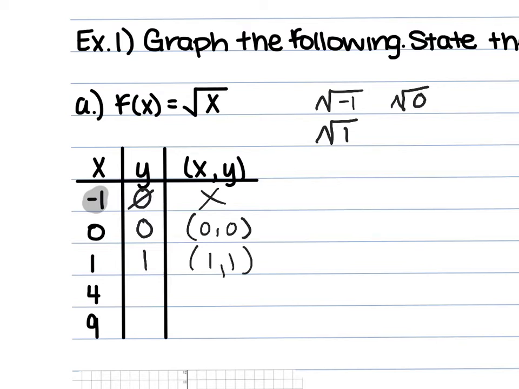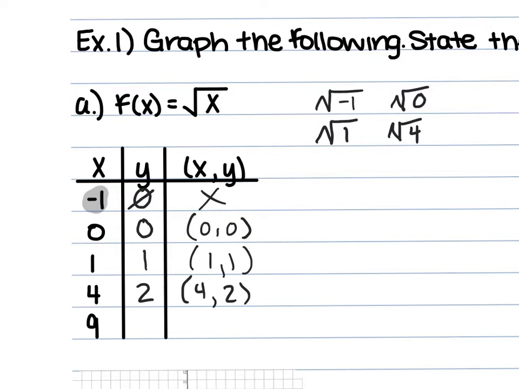Now notice that I skipped 2. Why do you think that I would skip 2 and go all the way up to 4? Think for a minute, there's a logical reason. Right, because we don't know the square root of 2 and we don't know the square root of 3, but we do know the square root of 4. What is the square root of 4? It's 2.